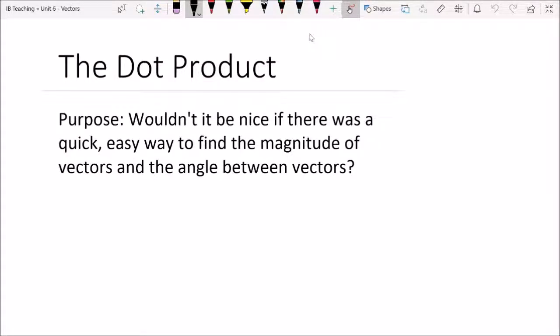Today we're going to be talking about the dot product of vectors. Why are we doing that? Because it would be really nice if there was a way to find the magnitude of vectors and the angle between vectors quickly, and this is going to do that.